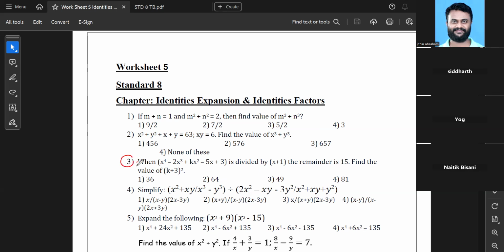About the third one. In the third one, they have given x raised to 4 minus 2x cube plus kx square minus 5x plus 3 is divided by x plus 1. The remainder is 15. Find the value of k plus 3, the whole square. Before I say anything, what do you think? What should we do in this case?